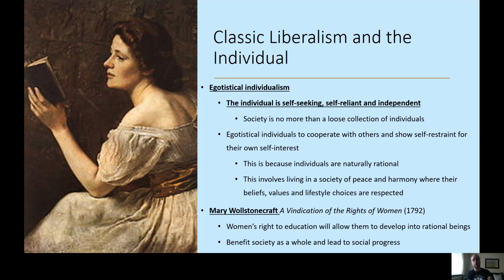Now, egotistical individuals do cooperate with others and show self-restraint for their own interest. And this is because individuals are naturally rational. So let's think of it this way. If we're holding that each individual is naturally selfish, if we are holding that each individual is only out for their own interests, how do they cooperate with other people?